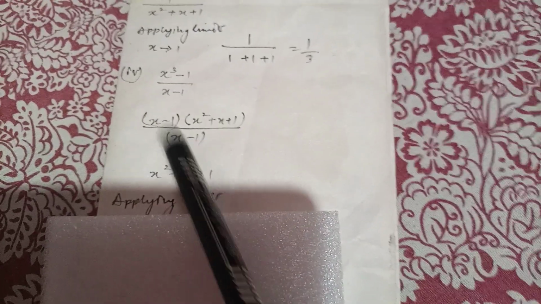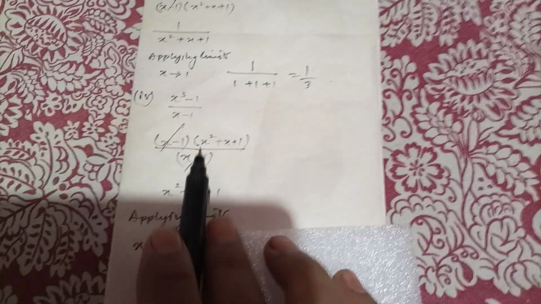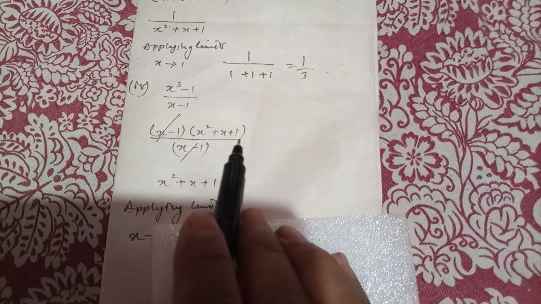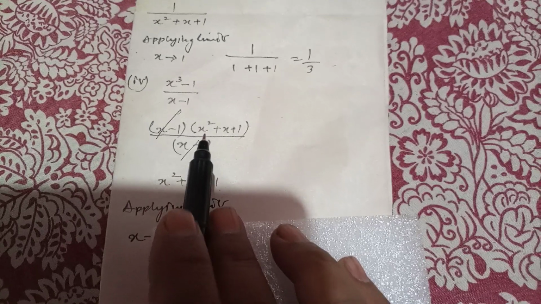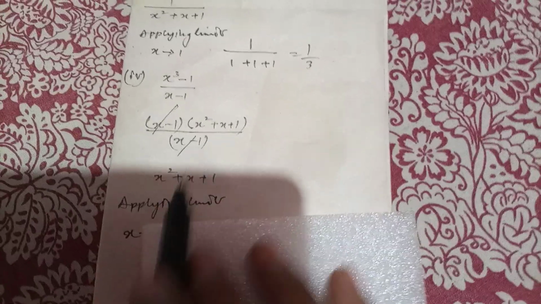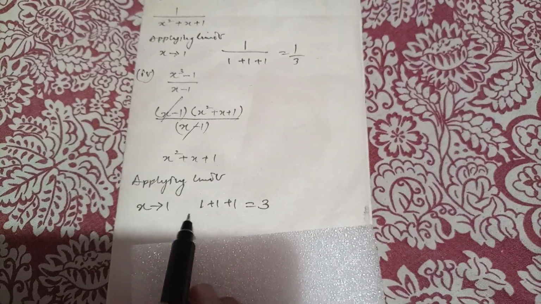Now you know very well, we have already done this, that these two things can be simplified. So we will have x square plus x plus 1 as the remaining value. By applying limit for x is equals to 1, we will have 1 plus 1 plus 1 is equals to 3. So that is how we have to do all these parts.